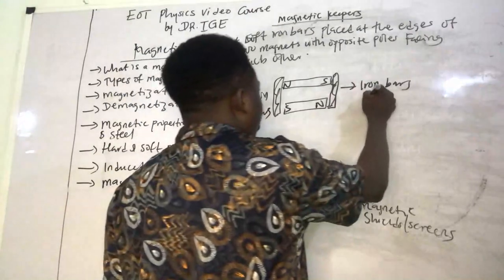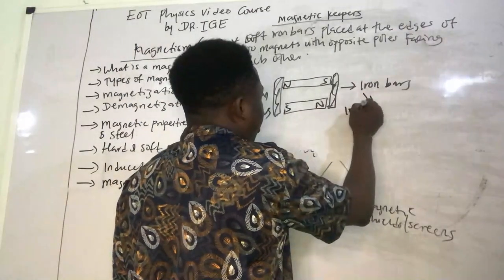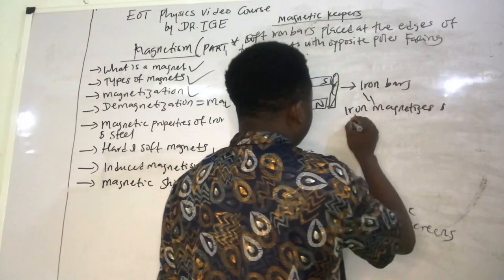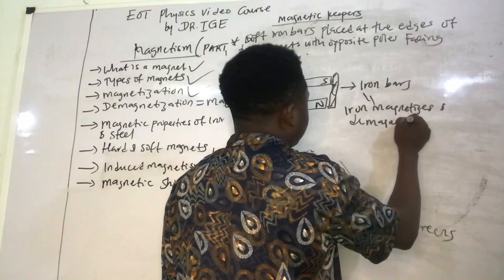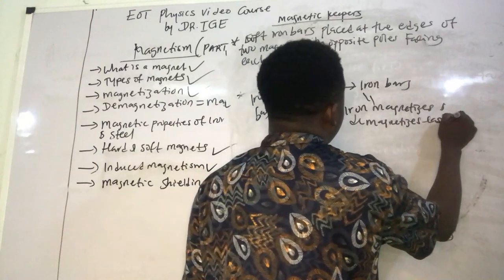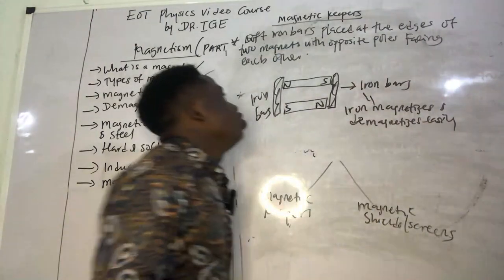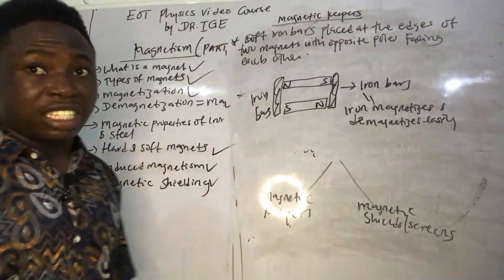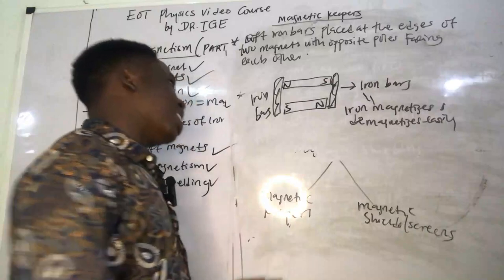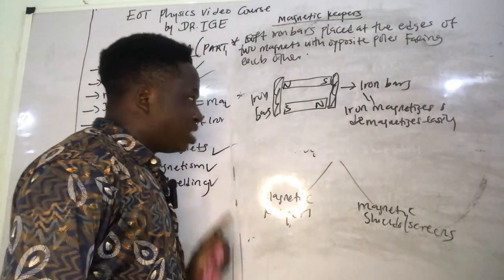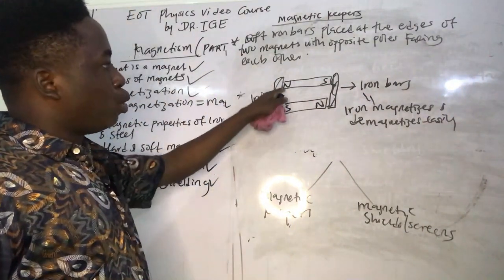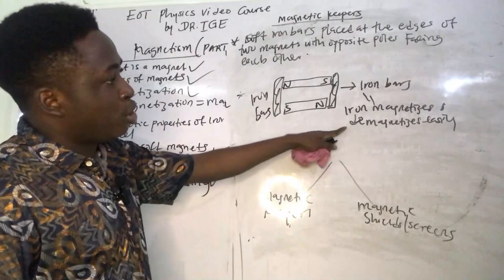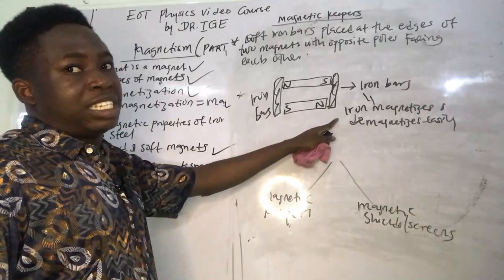And the reason why we use iron bar and not steel bar is because iron magnetizes and demagnetizes easily. You understand? So with this arrangement, you have protected these two bar magnets from the external influence of the Earth's magnetic field. Do you understand? So that's it, guys. Please take note. You place them with opposite poles. You put the soft iron bars at their edges, and you use iron because iron magnetizes and demagnetizes easily.